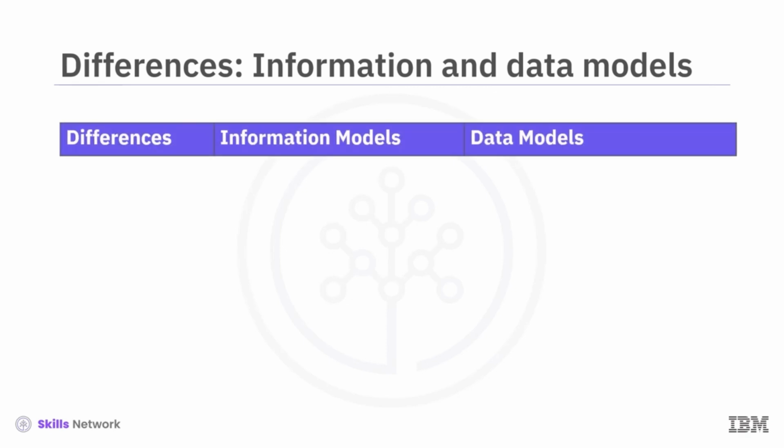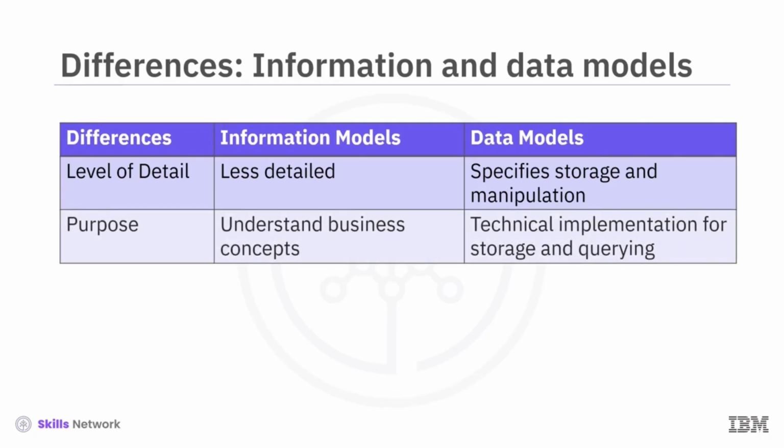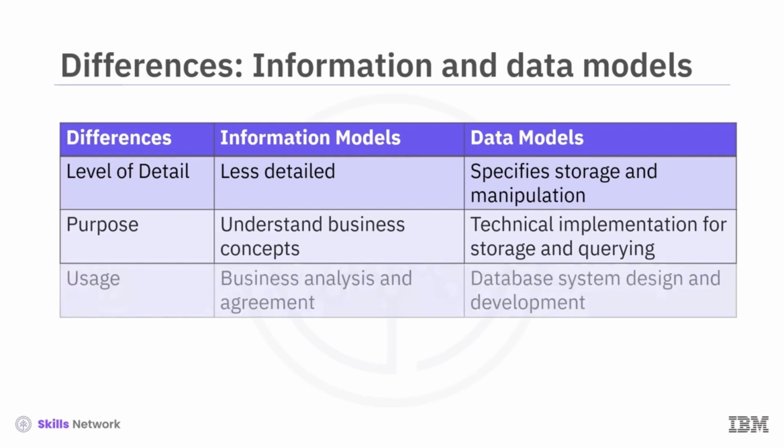Let's discuss the differences between the information and data models. Information models cover fewer details, while data models specify storage or technical manipulation methods. The information model focuses on comprehending broad business concepts and relationships. Conversely, data models gear towards the technical implementation of data storage and querying. Business analysts and stakeholders utilize information models to agree upon concepts without delving into technicalities. Database designers and developers employ data models for constructing database systems.